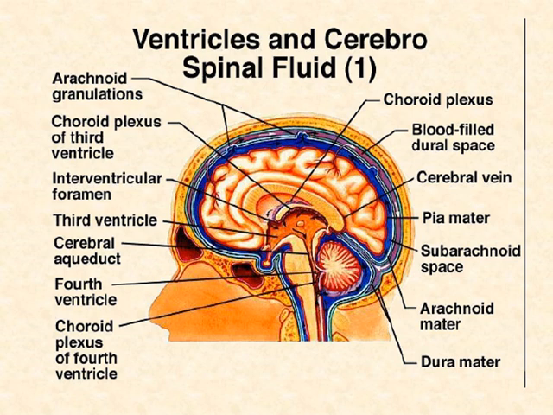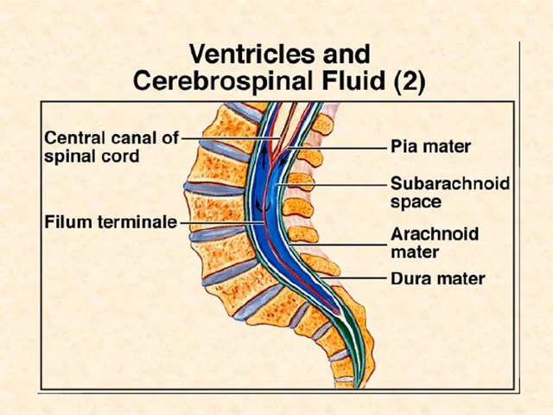This is the photo of the ventricles and how the CSF is circulating around the brain and spinal cord and also inside the ventricular system. And this is the subarachnoid space in the spinal cord, and you can see here the subarachnoid space is wide in this area below the termination of the spinal cord.